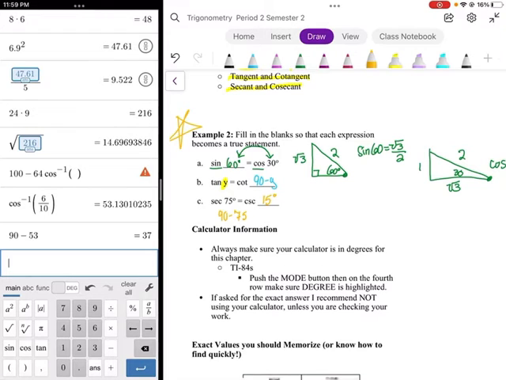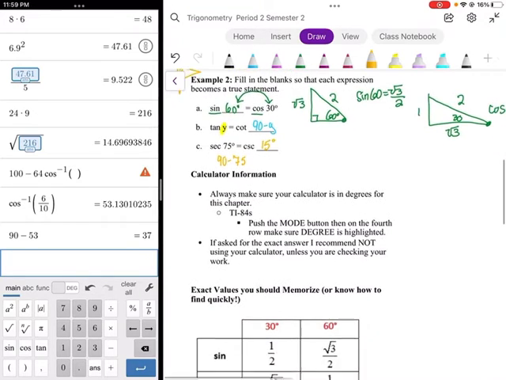This is important to study and know how to fill in these blanks because there will be a few questions like this on quizzes and on the test.